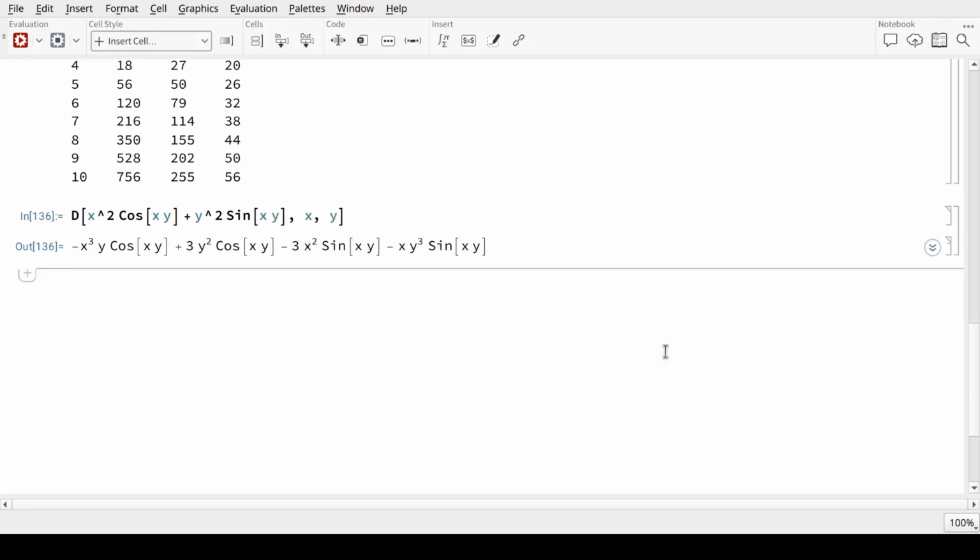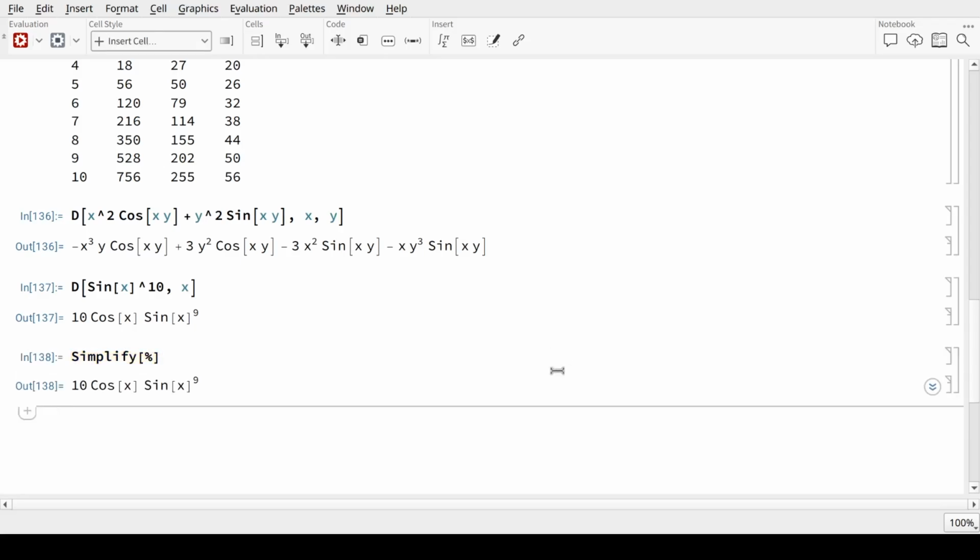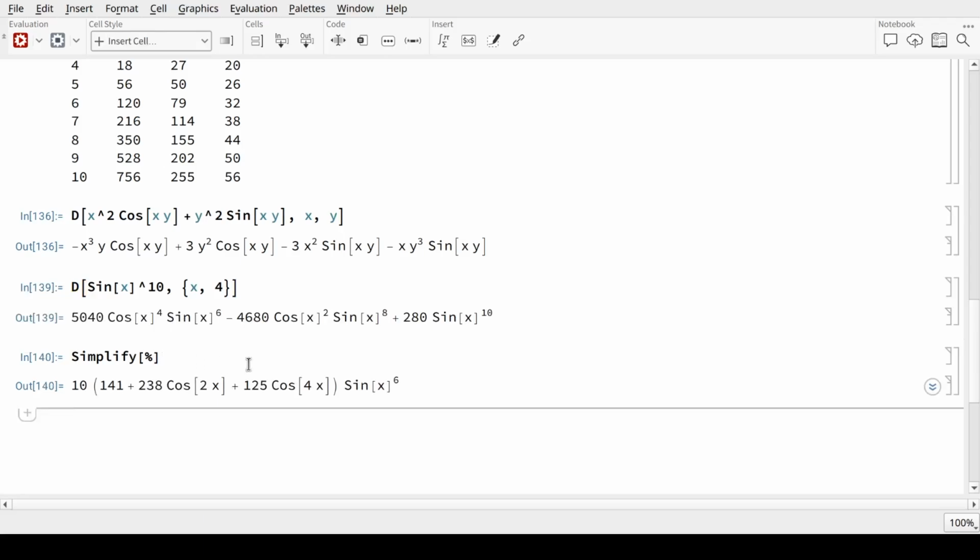Now, the result of D is not always returned in the simplest form it can be. If we have sine of x to the 10th power and would like to differentiate it in terms of x, we need to use Simplify afterwards. Let's take the last output, and that's it right there. Let's take the fourth derivative, and now it's simplified. Yeah, this is a much clearer example.